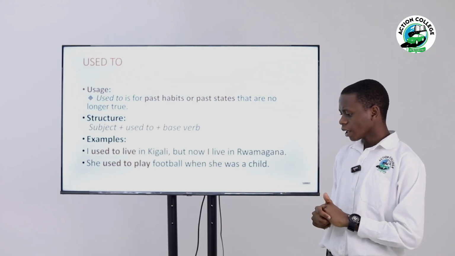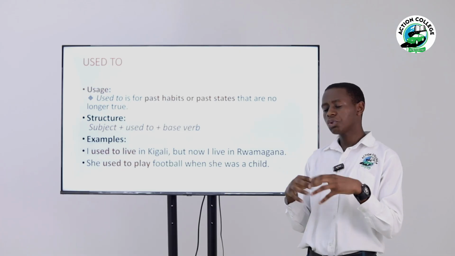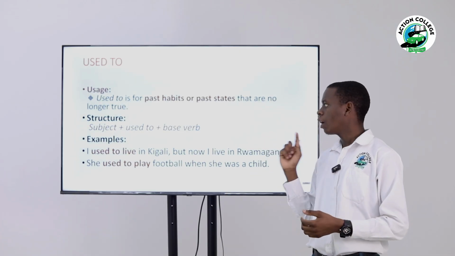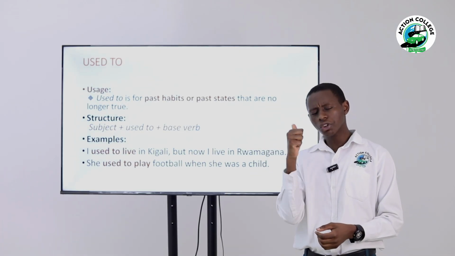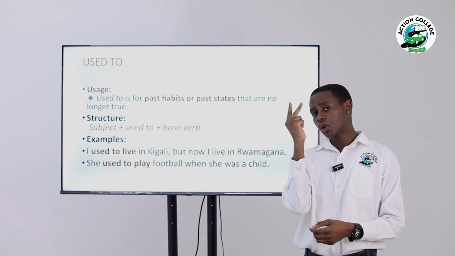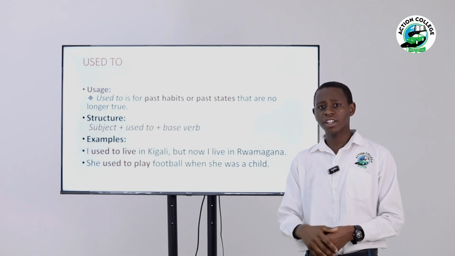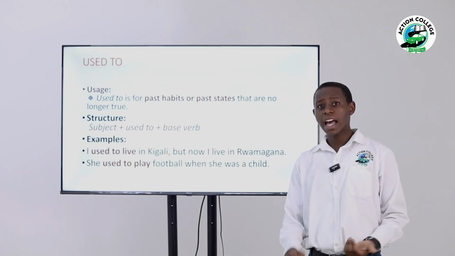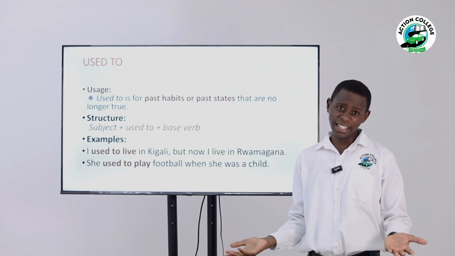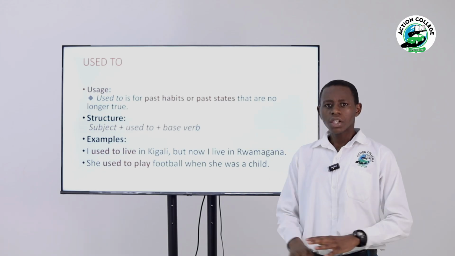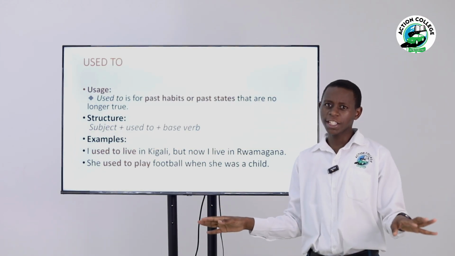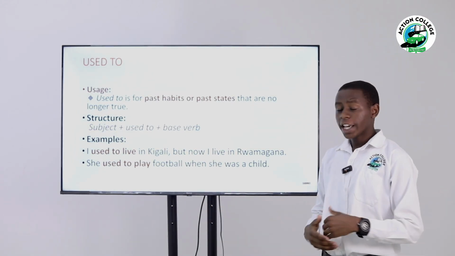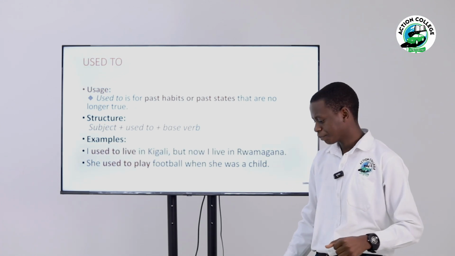So let's go to how you can use other things too. But here you must use it to talk about habits. Second, for states which are no longer true. For example, I used to live in the countryside, but nowadays I live in Kigali, or I live in a city, I live in a town. So you can say many things, right? So that's why we are explaining more details.